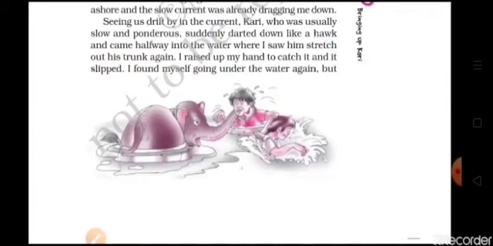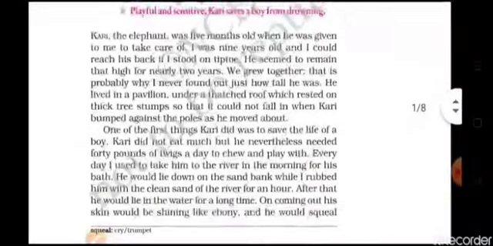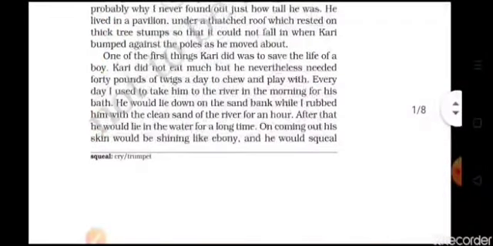Now this is about this chapter, and we can say it's the first part of the chapter, and in the next video we will see and discuss the second part of the chapter.